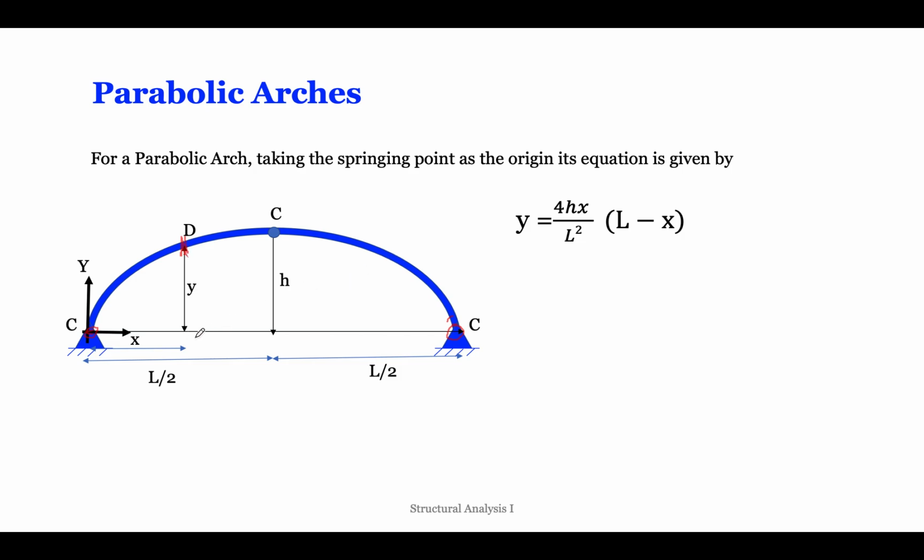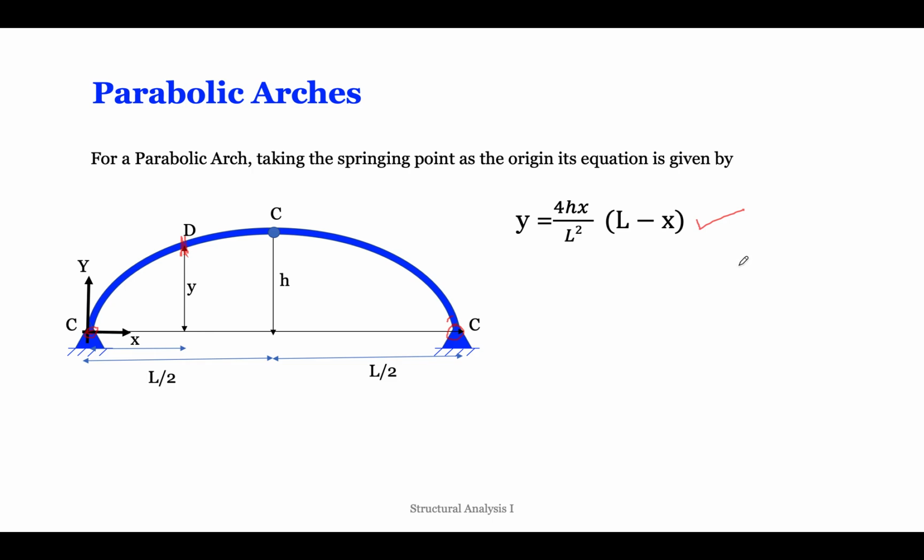Whenever a question is given at any point D, we have to find out moments. For that case, we should know what this y distance is. So y is nothing but, you should remember this formula, 4hx by L square into L minus x. Okay, so this is for the parabolic equation.